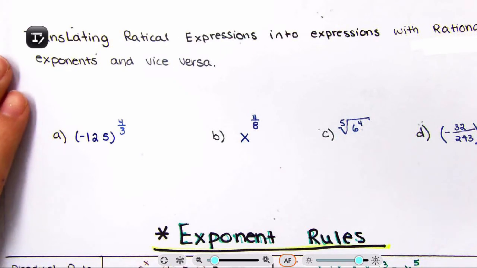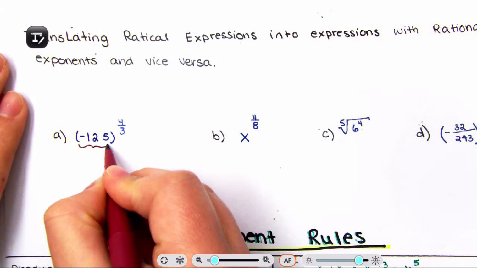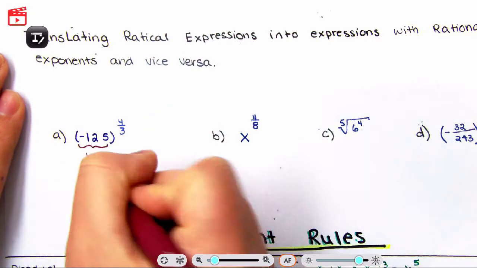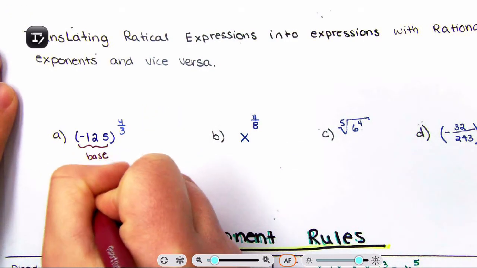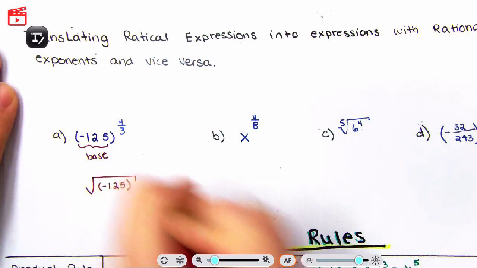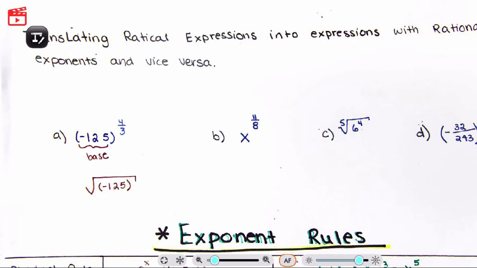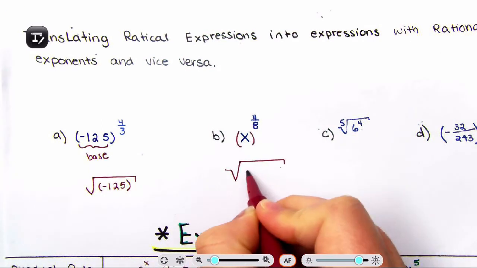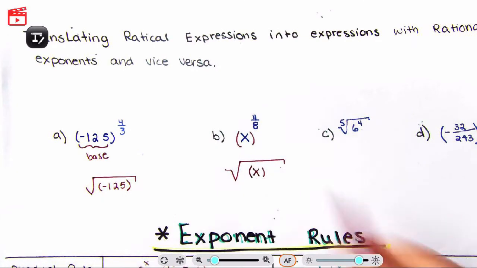All right, so what we're going to do is, here is our base. Anything that is raised to the power is our base. So we have a base of negative 125. And I'm going to keep it in a bubble on the inside. For example, here we have x as our base. And I'm, again, putting that base in a bubble. It matters.